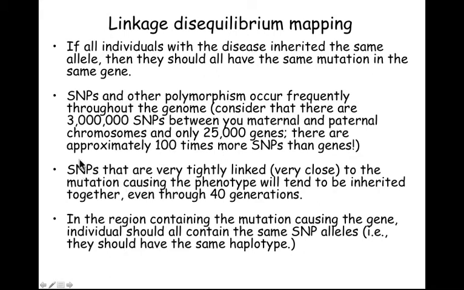And those SNPs that are very tightly linked to the mutation causing the phenotype will tend to get inherited together, even after 40 generations. So what this means is that if you were to scan along the chromosome, the region containing the mutation in the gene that's causing our disease, albinism, should also contain all the same single nucleotide polymorphisms, i.e. they should have the same haplotype.